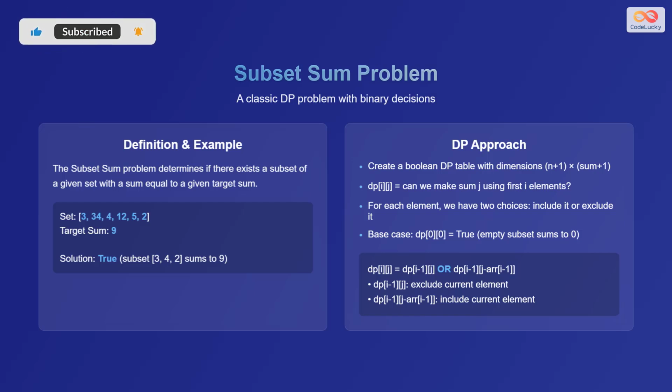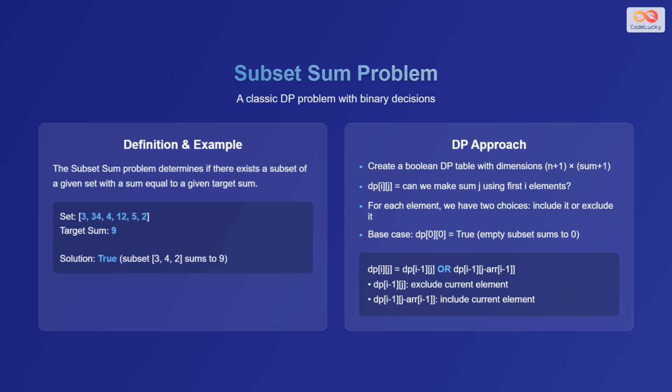The dynamic programming approach that can be used to solve this is as follows. First, create a Boolean dynamic programming table with dimensions n plus 1 by sum plus 1, where n is the number of elements in the set. Dynamic programming of i and j represents can we make the sum j using the first i elements? For each element we have two choices: we can include it or exclude it. The base case, dynamic programming of 0 and 0 is set to true, as an empty subset sums to 0.